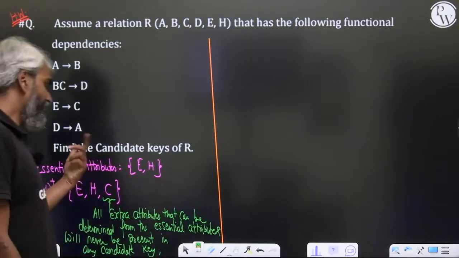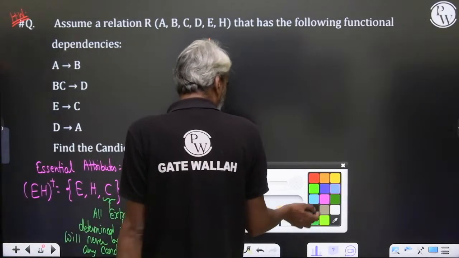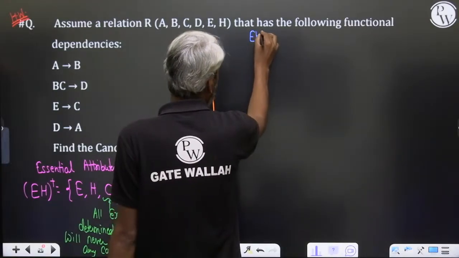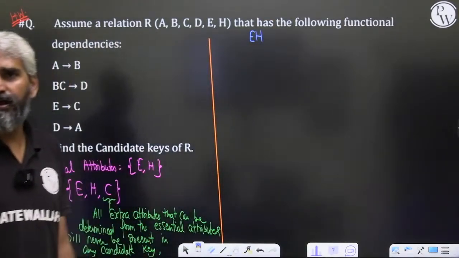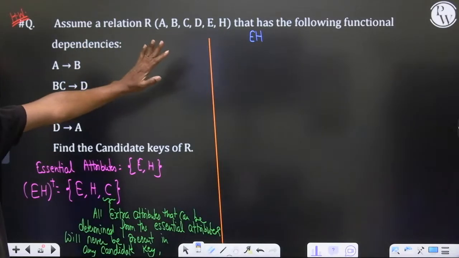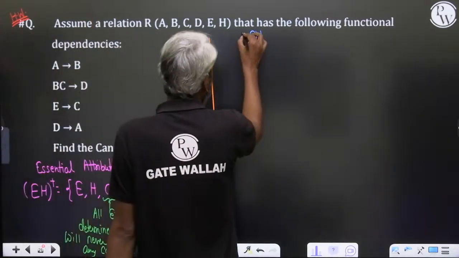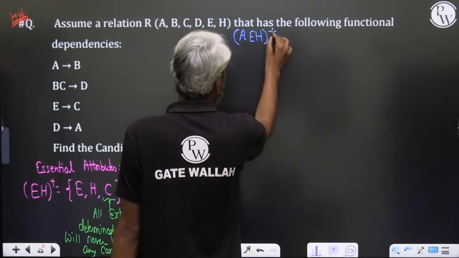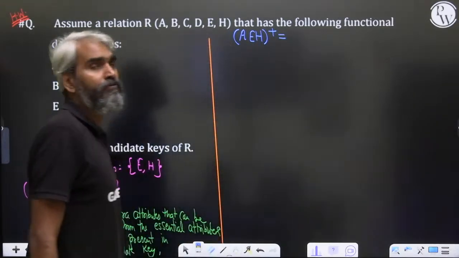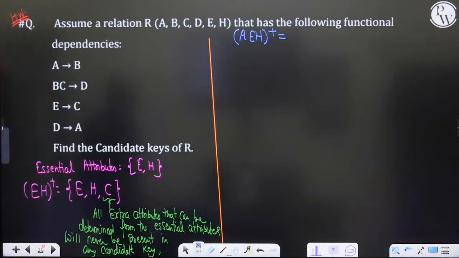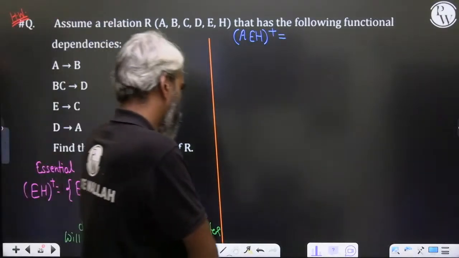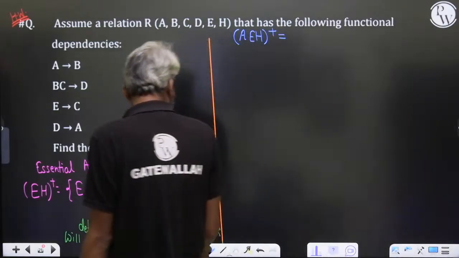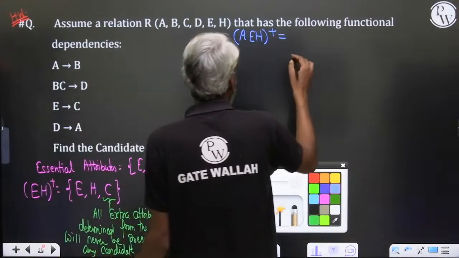So we know E and H alone cannot determine all attributes, but E and H are definitely present in every super key. Therefore, E and H will be there. E and H cannot work alone. So we thought, let's check what happens if we include A with E and H. E and H alone cannot do the job, so let's include A along with E and H.